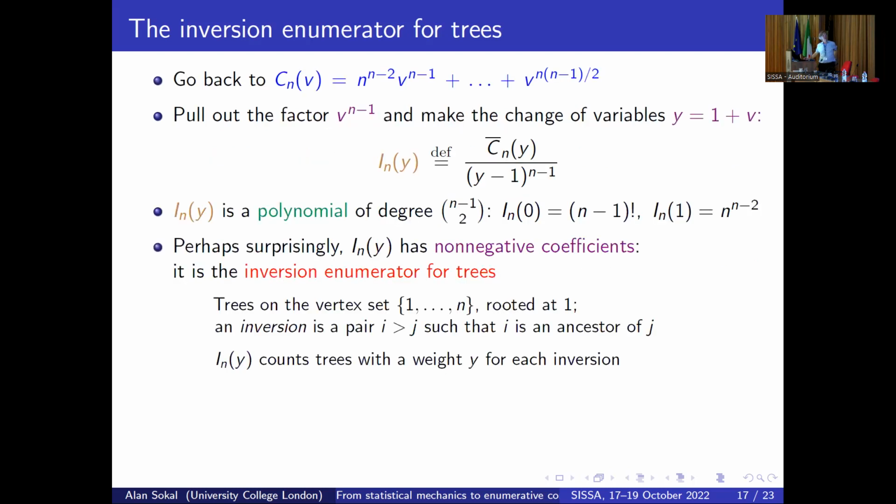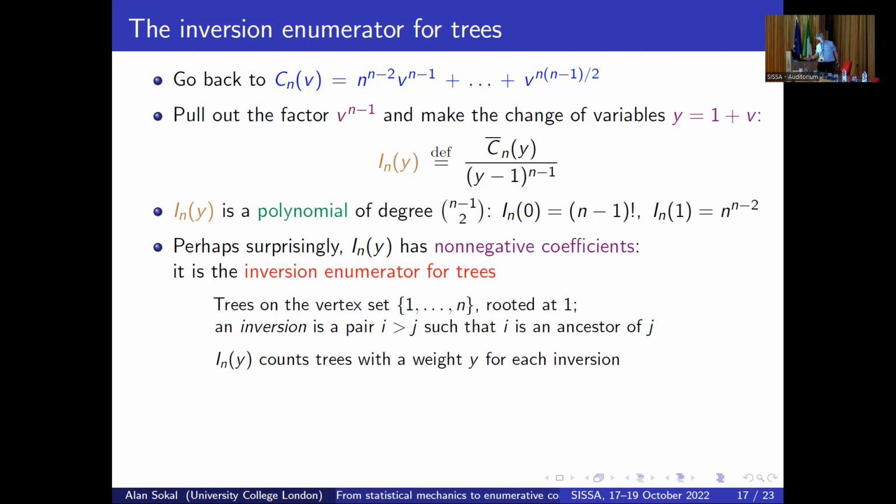What's a little bit surprising, perhaps, is that it has non-negative coefficients, and that's because it counts something. What does it count? It counts trees. It's the so-called inversion enumerator for trees. And what do I mean by that? I consider trees on the vertex set 1 through n. I consider them to be rooted at 1, so 1 is forced to be the root. And then I look at it as a rooted tree.